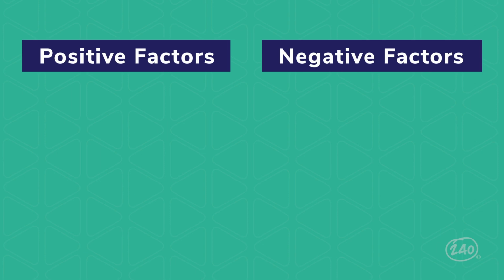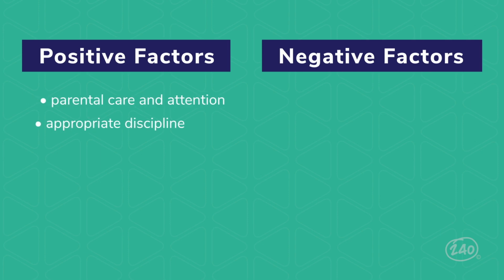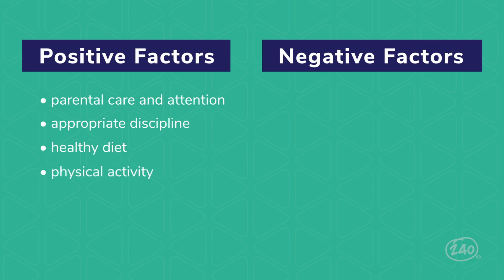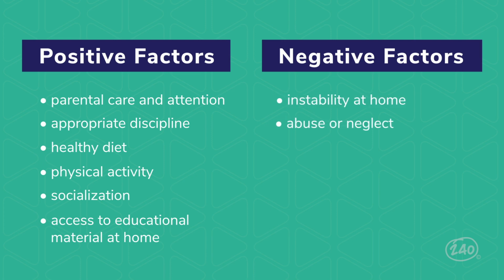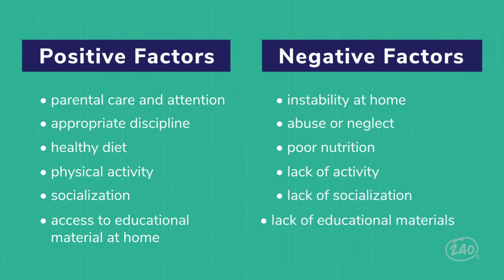There are many factors that influence a child's development. These external factors can both positively and negatively affect development. Positive factors in development include parental care and attention, appropriate discipline, a healthy diet, opportunities for physical activity, opportunities for socialization, and access to educational materials such as books at home. Negative factors in development include instability at home, abuse or neglectful situations, poor nutrition, lack of physical activity, lack of opportunities to socialize, and a lack of educational materials or experiences.